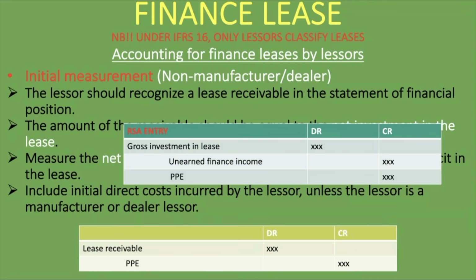But just remember that the lease receivable is equal to the net investment in the lease, as I've just mentioned, and the gross investment in the lease minus unearned finance income is the net investment in the lease. So it still comes back to the exact same thing.